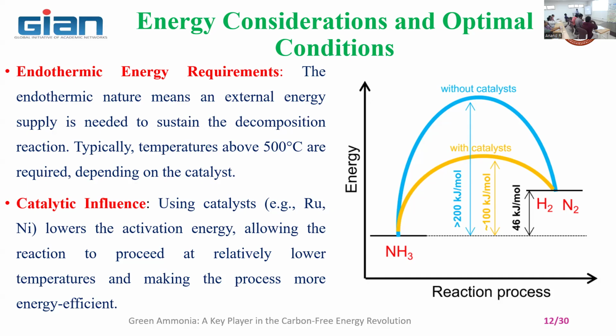So they tried with ruthenium, nickel, and others. Among the different catalysts, you find out which catalyst is going to consume minimum energy per mole of ammonia to break down to hydrogen and nitrogen. That plays a major role. So catalyst selection is very important.